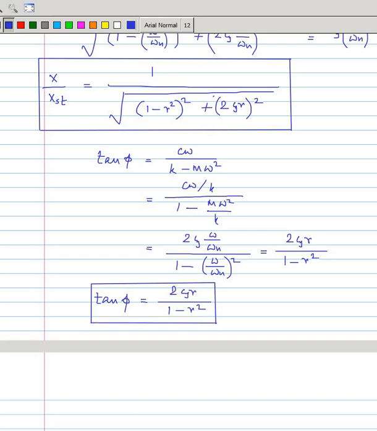So in the next class we will see the interpretation of these relations which we have derived today.